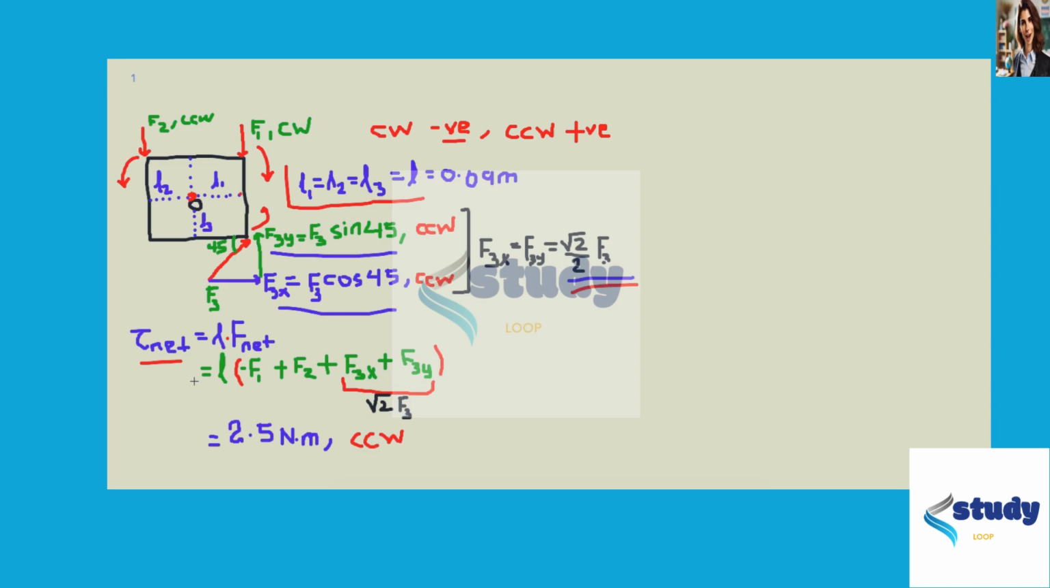Now that we have this formula, all we have to do is plug in the numbers that are already given. When you do that, the final answer you're going to get is 2.5 newton meters. Because the number is positive, that tells you that the net torque is counterclockwise. So the square is going to be moving in a counterclockwise direction. Okay, so that is pretty much it.